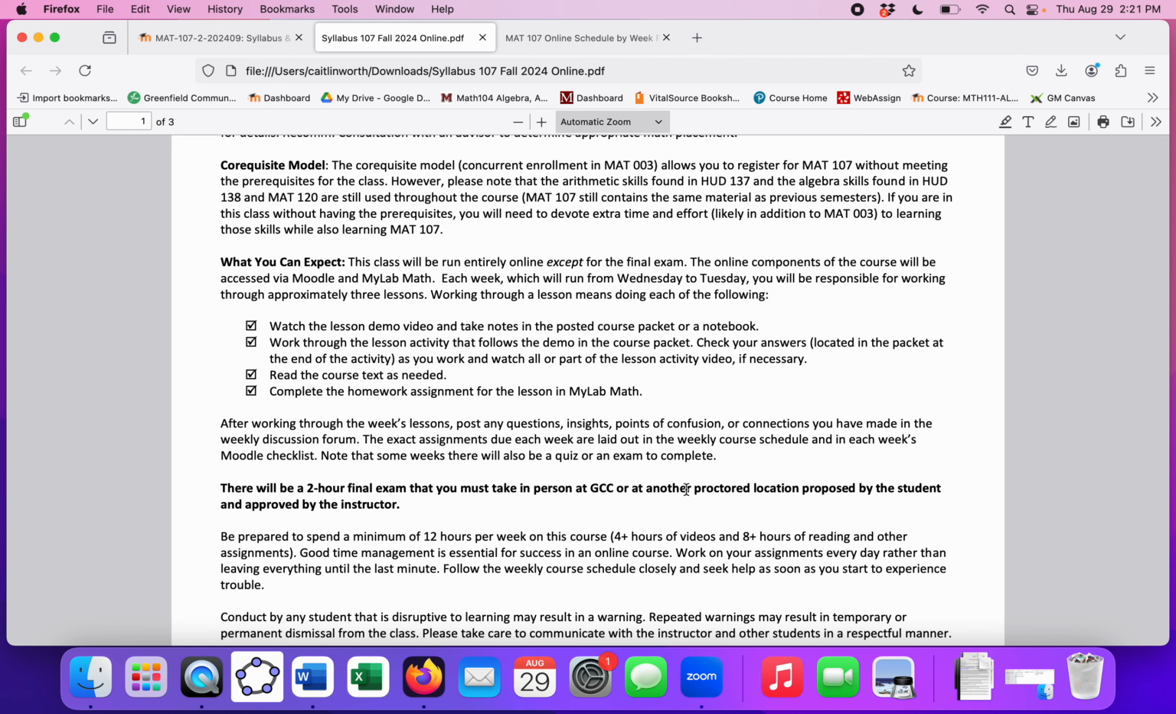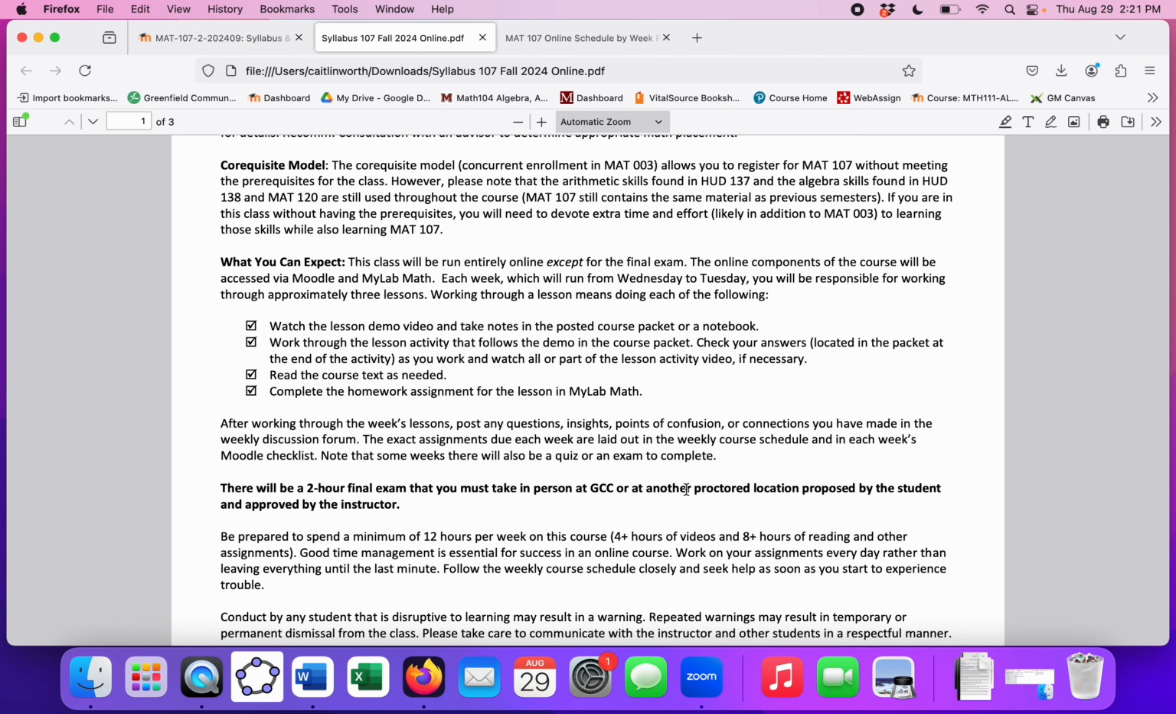Work through the lesson activity that follows the demo in the course packet. I will show you where that is also. Check your answers in the packet, and if you can't get the answer or you got the wrong answer and you're stumped, there is a video that you can watch with all those activities being completed.